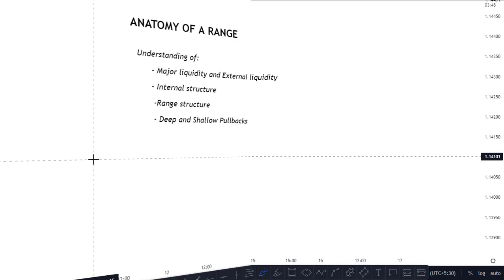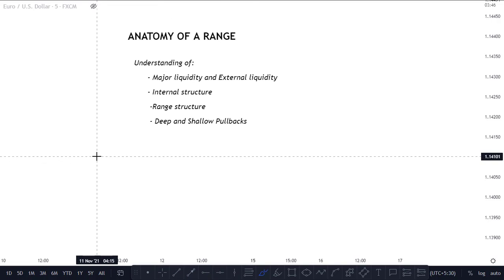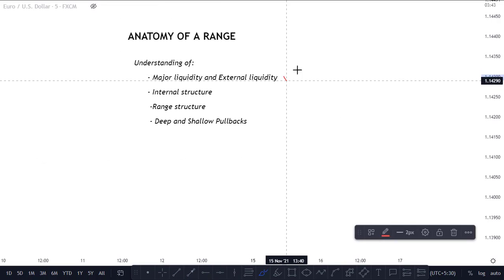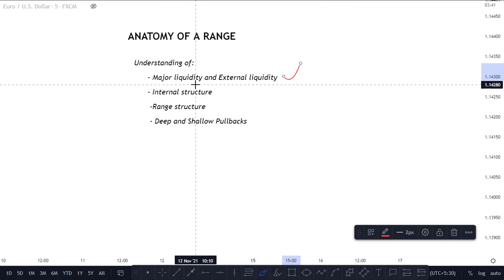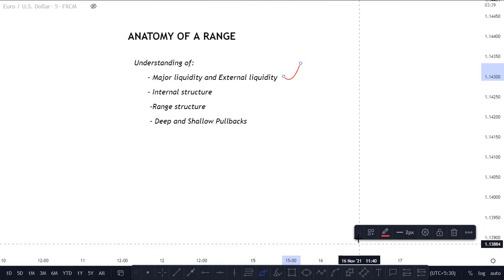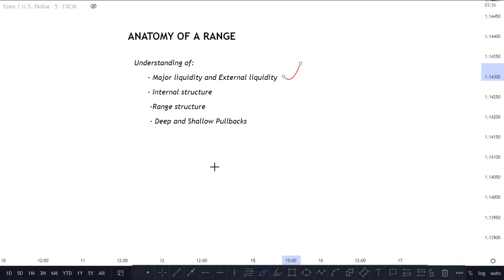Okay guys, welcome back to anatomy of a range. Before we talk about this concept, make sure you understand what a range is, and this is what we're going to define now. What is a range?